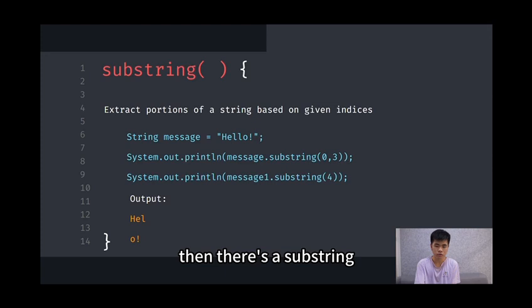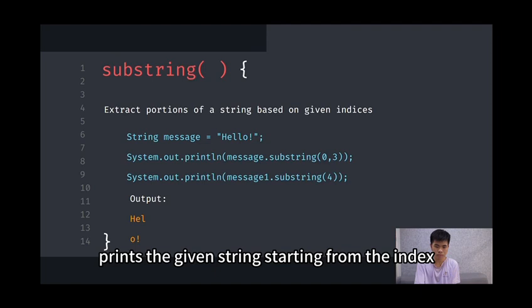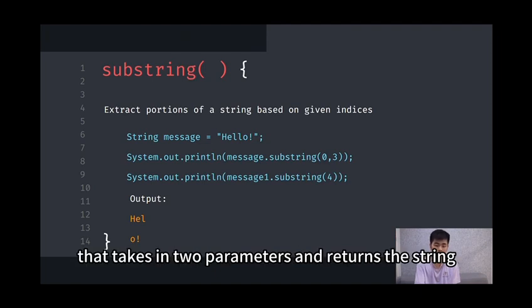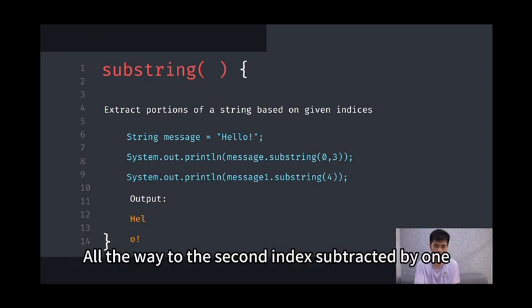Then there's substring, which can extract portions of a string based on given indices. There are 2 forms of the substring method. One takes in only one parameter, which returns the given string starting from the index in the parameter, and another takes in 2 parameters and returns the string beginning at the first parameter value all the way to the second index minus 1.